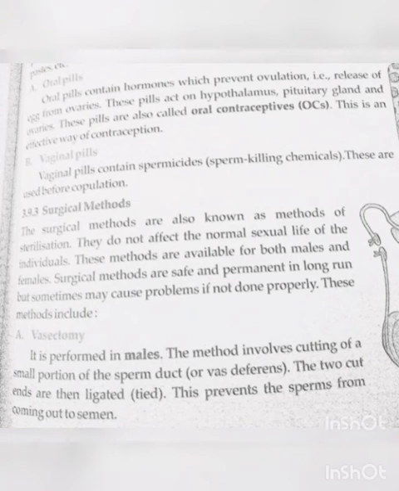First, vasectomy. It is performed in males. The method involves cutting off a small portion of the sperm duct or vas deferens. The two cut ends are then ligated or tied. This prevents the sperms from coming out in the semen.